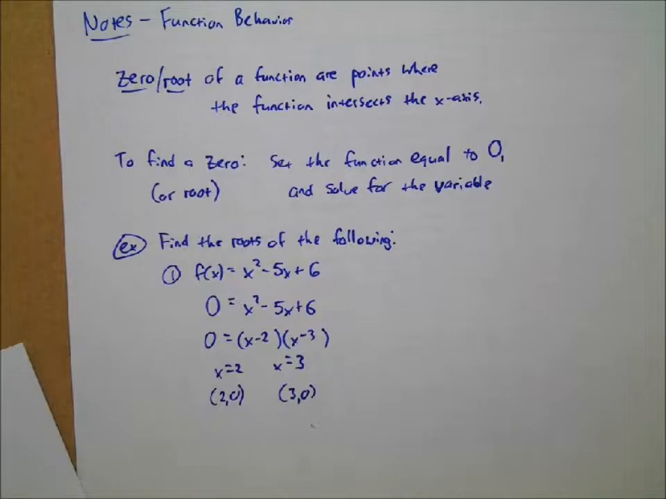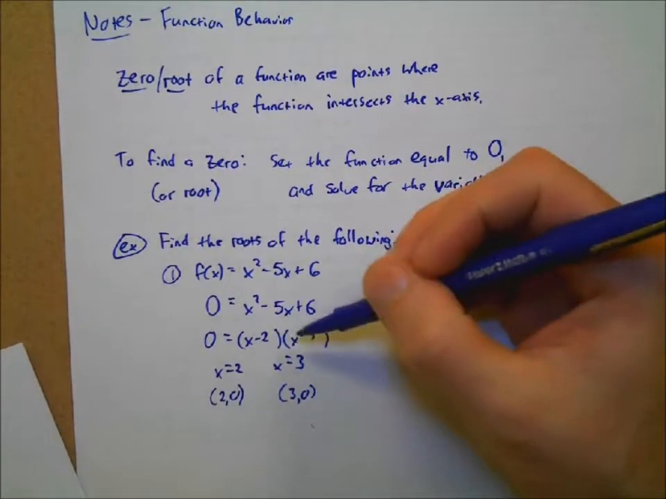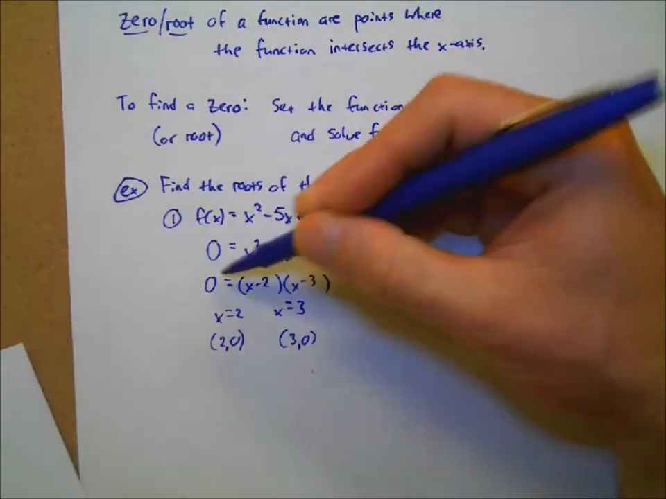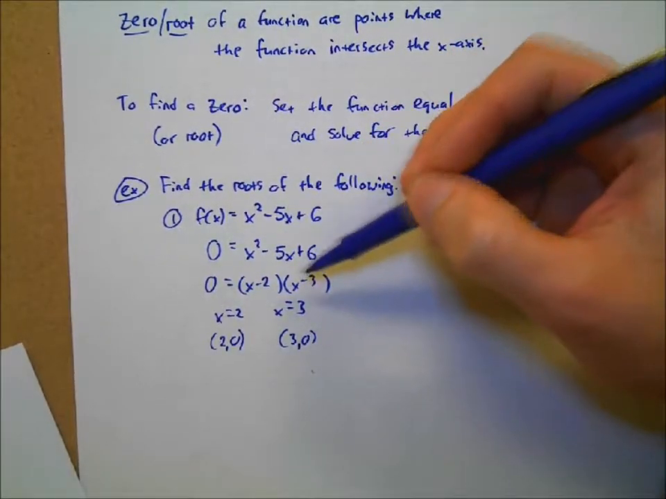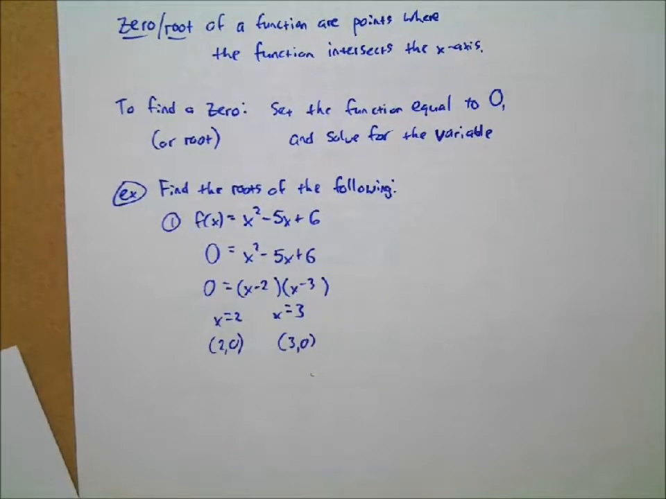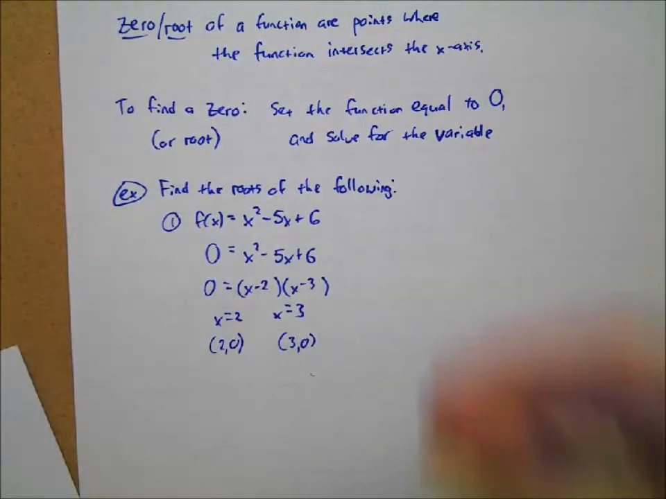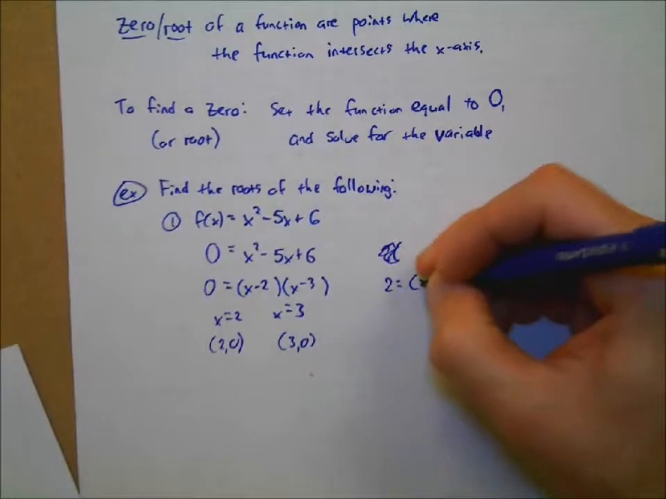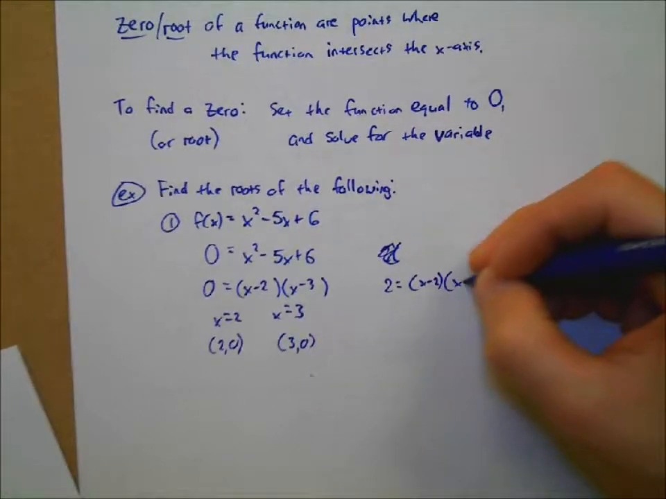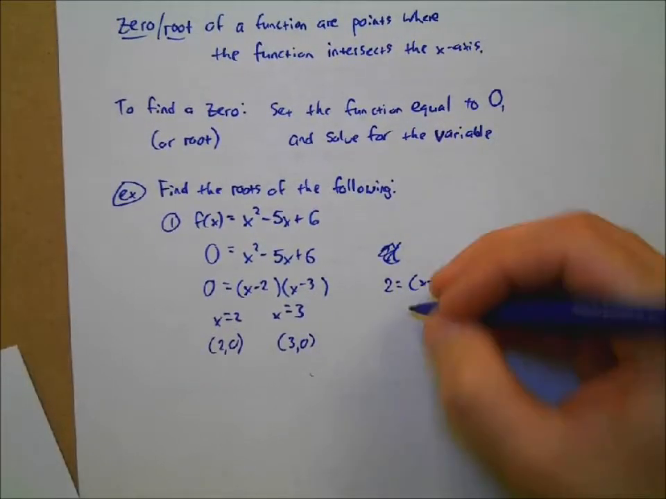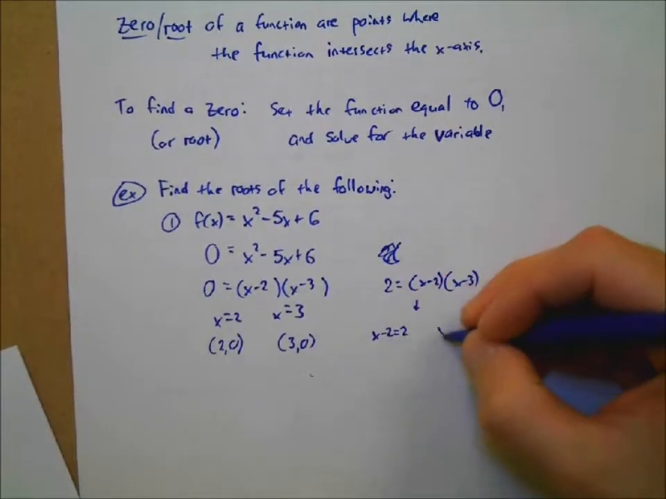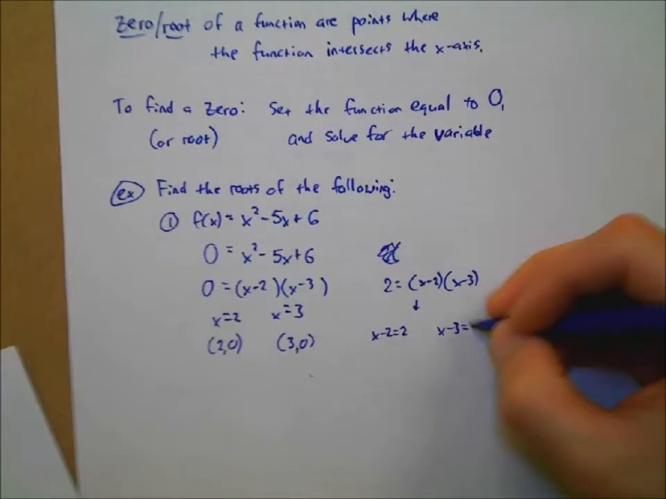And remember here, we're taking advantage of that zero product property. This product is equal to 0, and so when two things multiply to give you 0, that means one of those two things has to be 0. If I had a problem that looks like this, this does not then guarantee that x minus 2 equals 2 and x minus 3 equals 2.